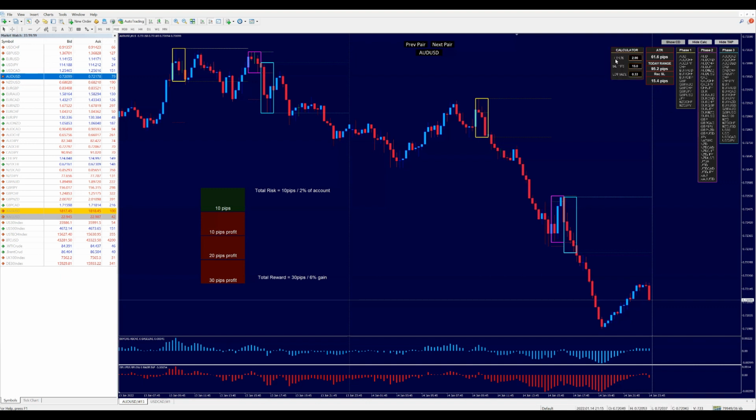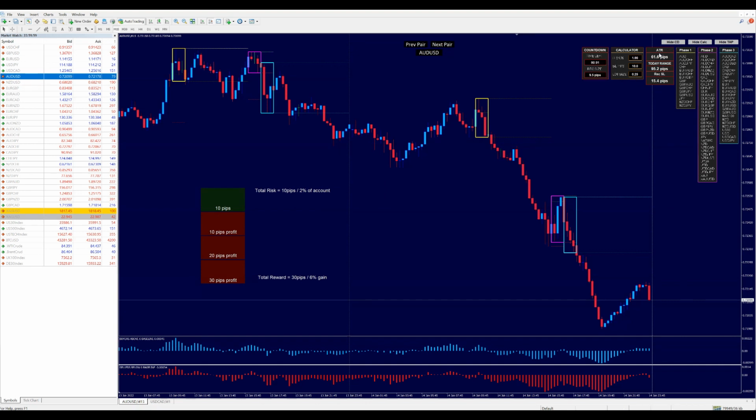You've got a lot size calculator here. So as an example, if you have, say, a 10 pip stop loss, what this indicator will do is automatically look at your account balance, and then it will allow you to calculate your lot size. So we've got a 10 pip stop loss. Let's say we want to risk, let's do 1%. It'll tell you exactly what lot size you should use in order to stay within your money management rules.